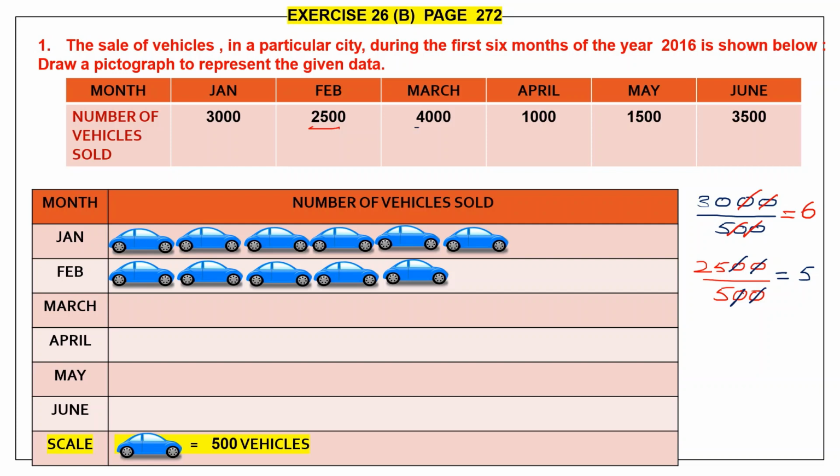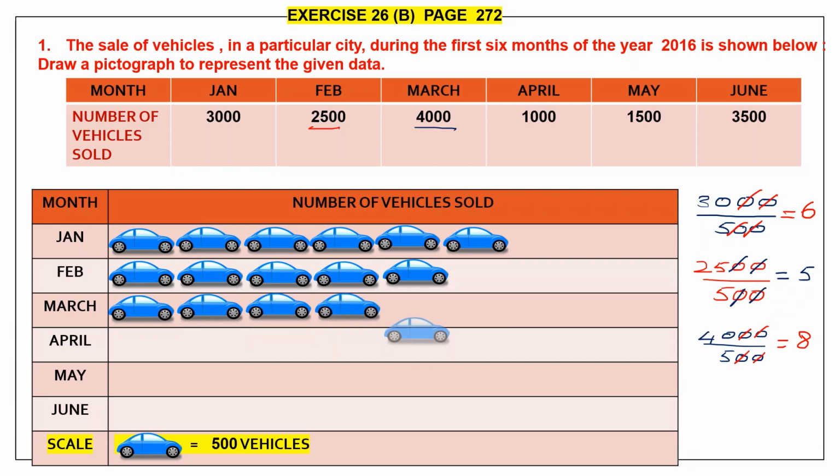Now let's go on to March. We have 4,000 there. Again take 4,000 and divide it by the scale, which is 500. Let's cancel. There are 2 zeros in 500, so I can take away 2 zeros there. Now 40 divided by 5, 5 eights are 40. That means we need to have 8 cars there in the month of March: 1, 2, 3, 4, 5, 6, 7, and 8. So we have 8 cars for the month of March, which will show 4,000 vehicles.